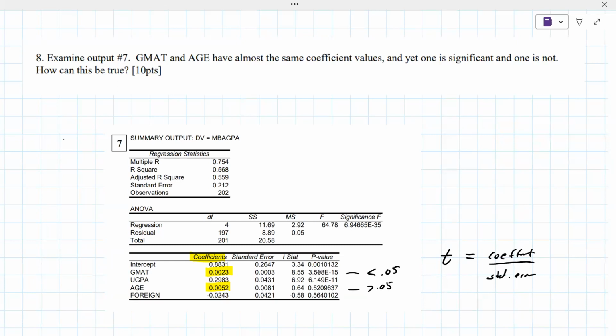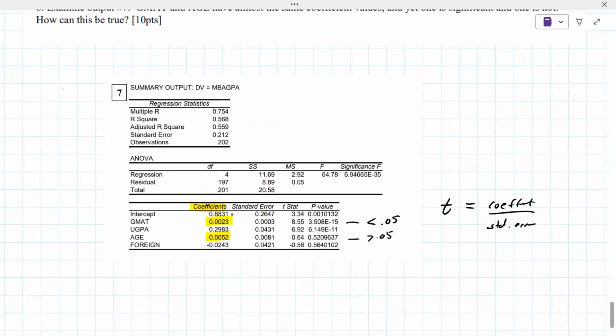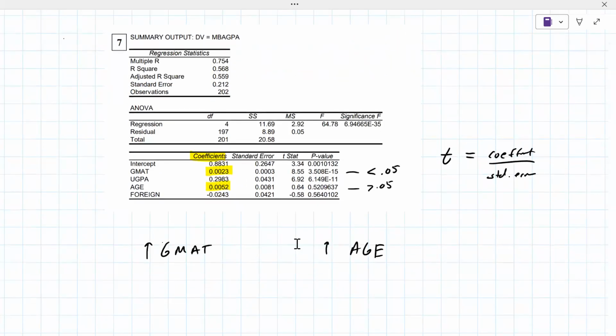You're basically trying to describe, what's more important here? A little bit of an increase in GMAT or a little bit of an increase in age? Like what has a bigger impact in terms of the actual variables? Think of age. I'm going to go from 18 to 19. That's a 1 unit increase. Maybe that's too young. The GMAT score might be like 500 to 550, which I know is probably low, but that's a 50-point increase. Okay.